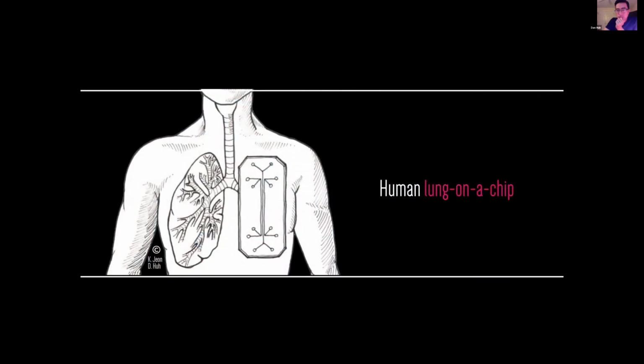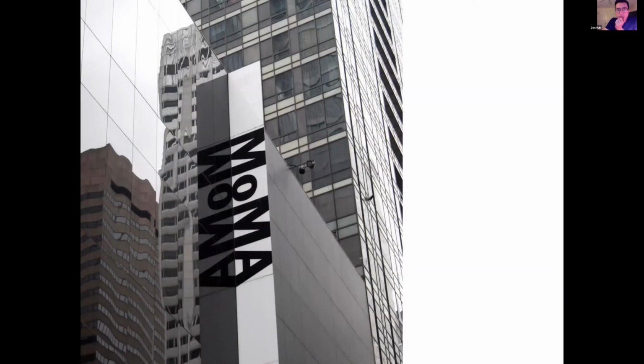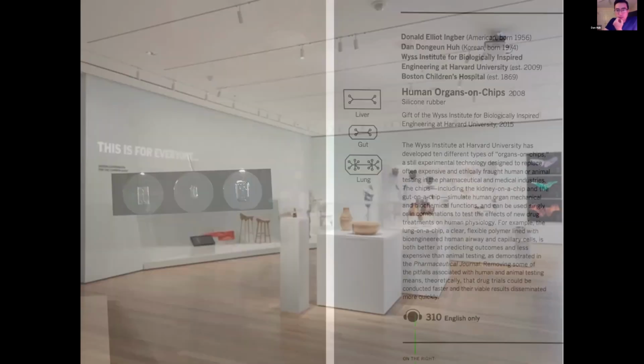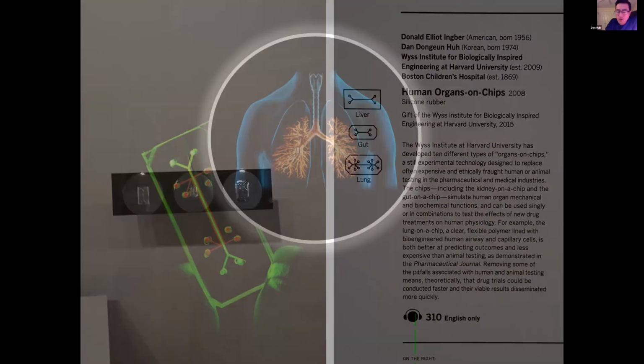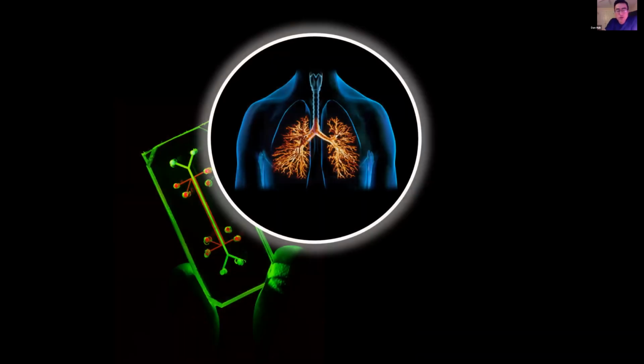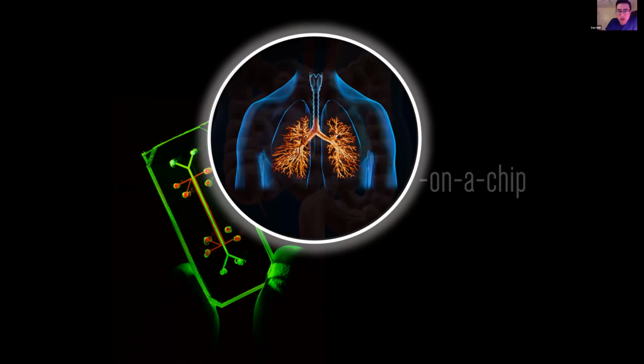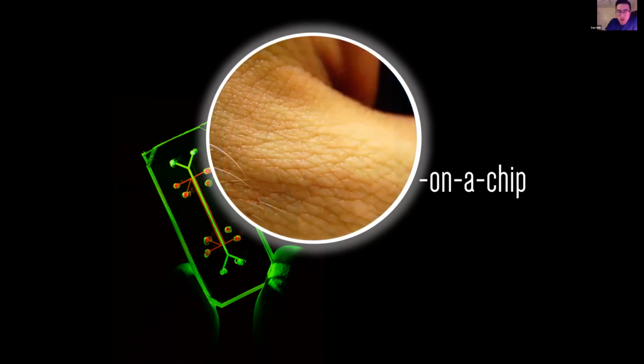So I have about 5 minutes left. You can actually see one of these devices at MoMA. The breathing lung on a chip design was acquired into the permanent collection at MoMA about 4 or 5 years ago. I'm not sure if they still have this exhibit. So far I've only talked about lung on a chip model systems, but you can do the same thing for any other organs in the body, on a chip, right?